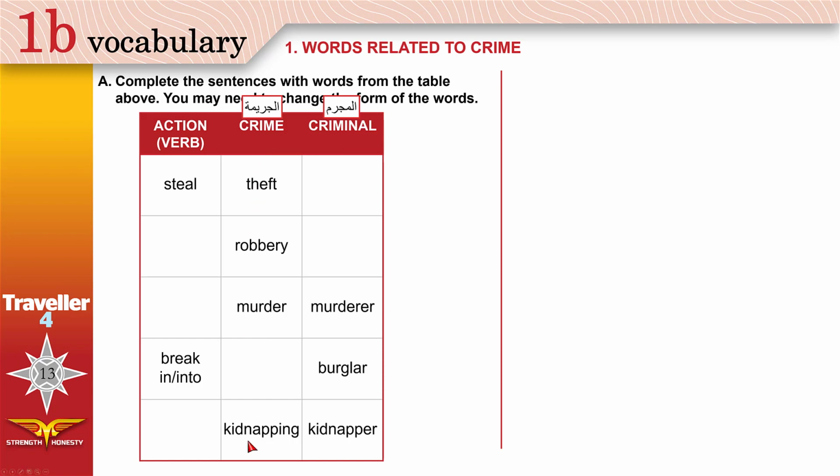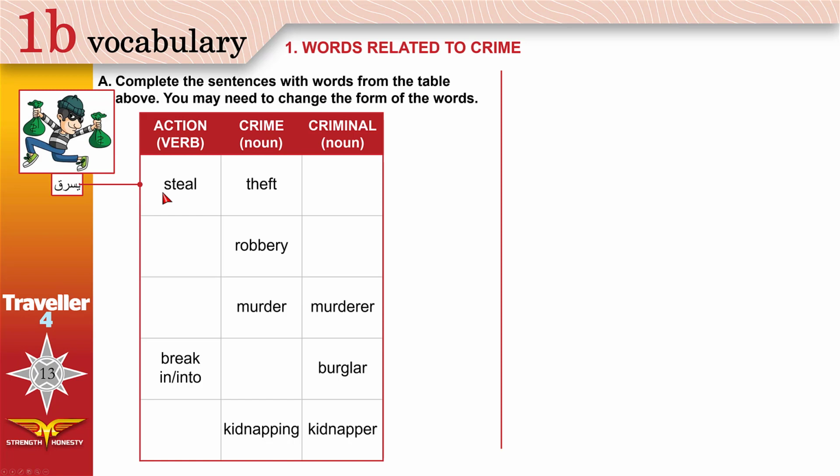These crimes and these criminals are all nouns. The action is a verb. Now the first crime we have is theft. The action, the verb, is steal. When you steal, you take something that doesn't belong to you. It's not yours. That's stealing. And this man is a thief. He's a thief. He steals things.